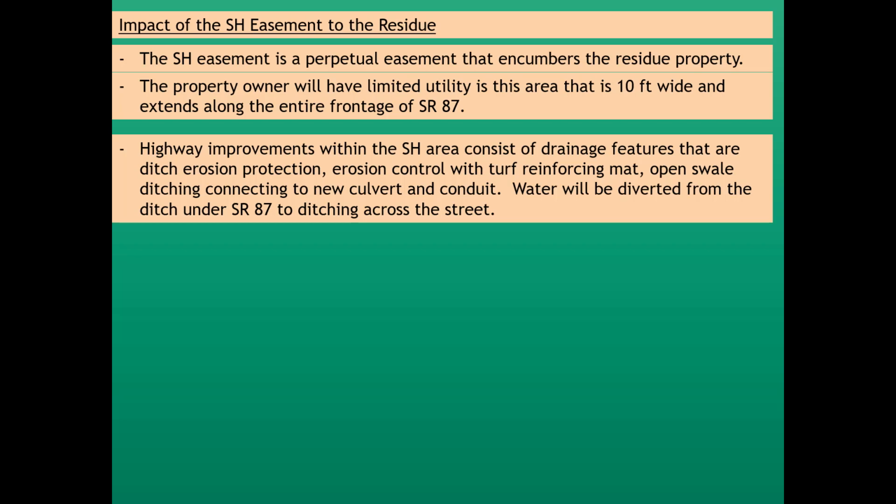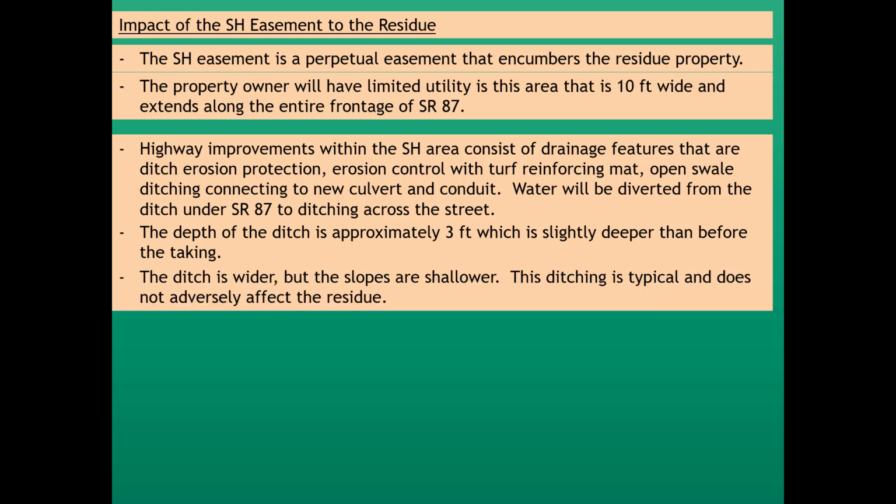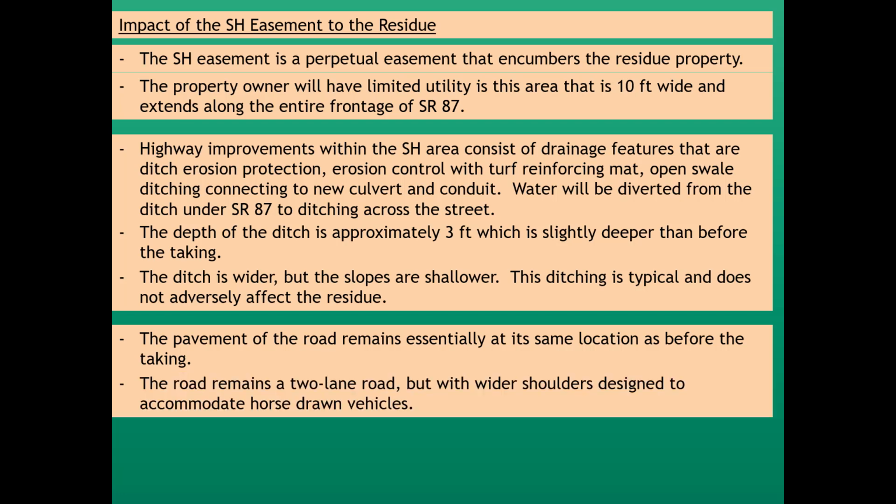Water will be diverted from the ditch under State Route 87 to ditching that's across the street. The depth of the ditch is approximately 3 feet, and it's going to be slightly deeper and wider than it was before the taking. Ditch is wider, slopes are shallower, ditching is typical and does not adversely affect the residue. The pavement of the road remains essentially at its same location as before the taking. The road remains a 2-lane road, but it's going to have wider shoulders designed to accommodate horse-drawn vehicles.